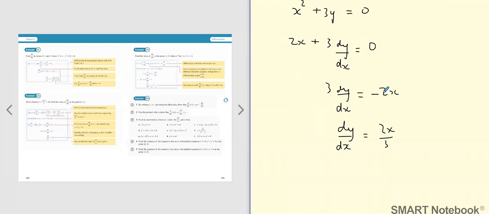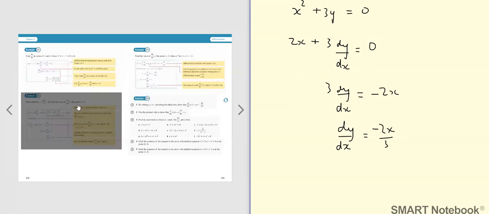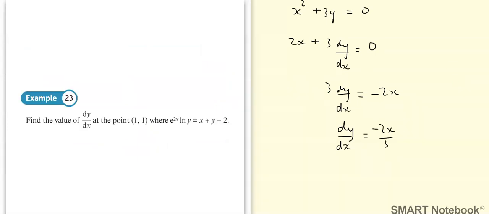So minus 2x, what am I even saying? Yeah. Okay. So I'm going to work through this example here just so you can see exactly how this works for a more complicated example.